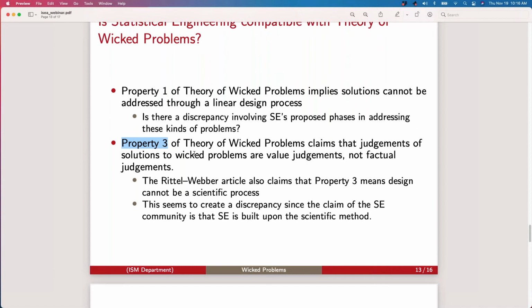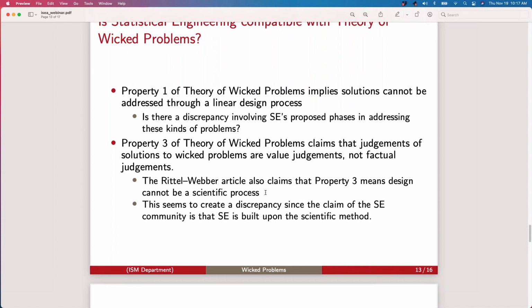The theory of wicked problems claims that judgments of solutions to wicked problems are value judgments, not factual judgments, right? And so much of this likely comes from the social complexities, but what this means is that the Riddle and Weber article also claims that problem solving cannot be a scientific process. This also seems to be somewhat of a discrepancy, since the claim of the SE community is that SE is built upon the scientific method.